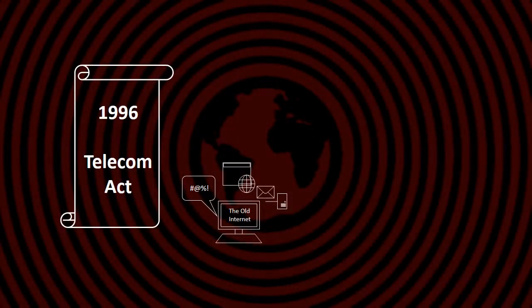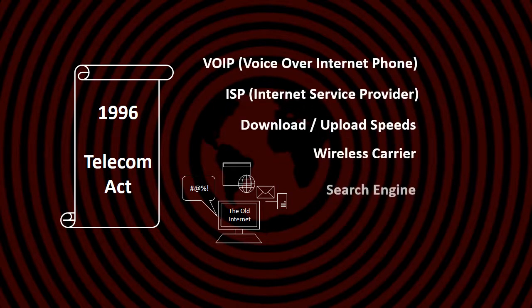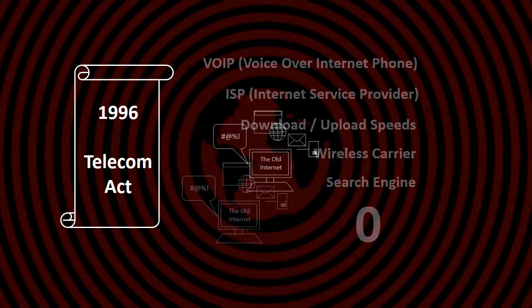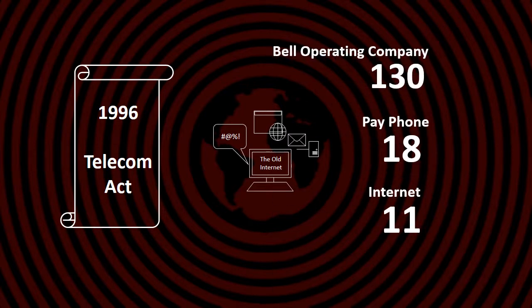The 1996 Telecom Act mentions the terms voice over internet, ISP, download, upload, wireless carrier, and search engines a total of 0 times in its entirety. Instead, the bill did mention the word internet a total of 11 times, the word payphone a total of 18 times, and the words Bell Operating Company, aka four-wire landline telephone company, a total of 130 times, thereby reflecting its dire need for an update to modern technology.